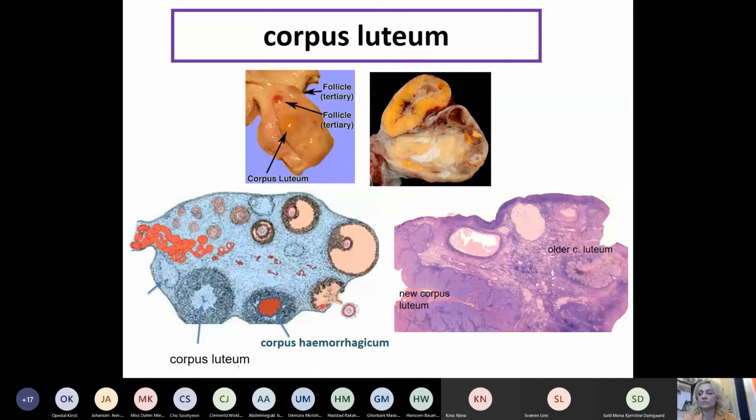So here we have the corpus luteum. You see the fluid with the oocyte leaves, and then we have the granulosa and the theca cells remaining inside. This is what develops into the corpus luteum. Luteum means yellow, so this is the yellow body, because it is indeed yellow. Why? Because it produces lipid hormones, and it's huge. Progesterone, lipid, it's actually fat. That's why it's yellow.